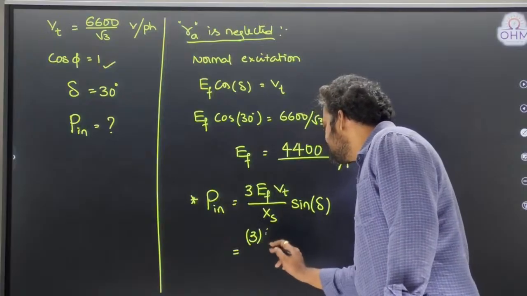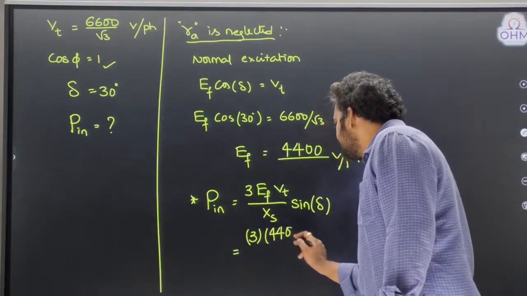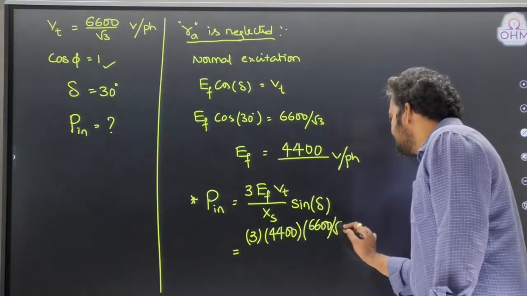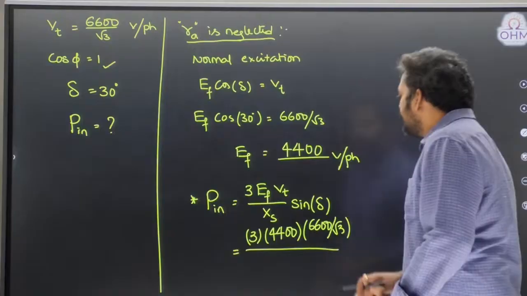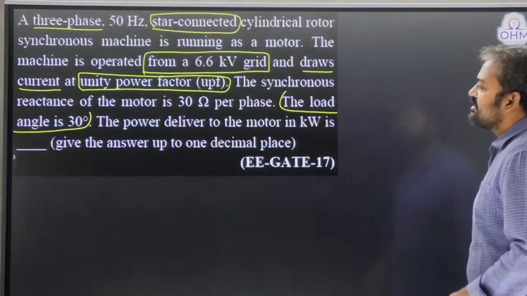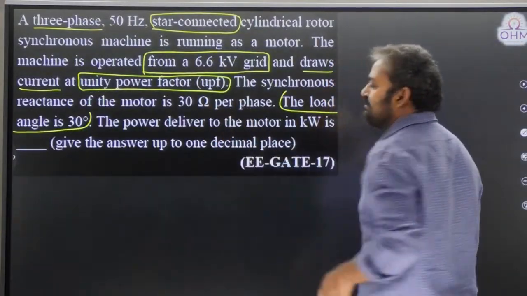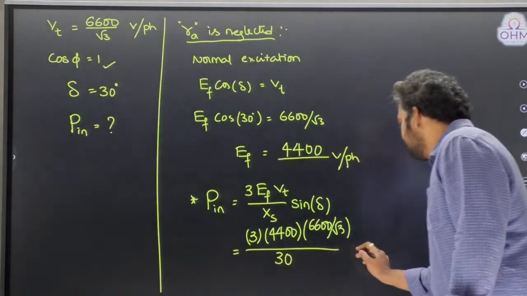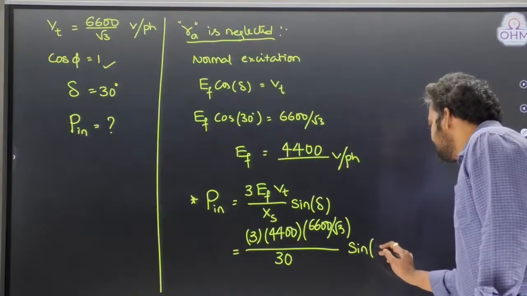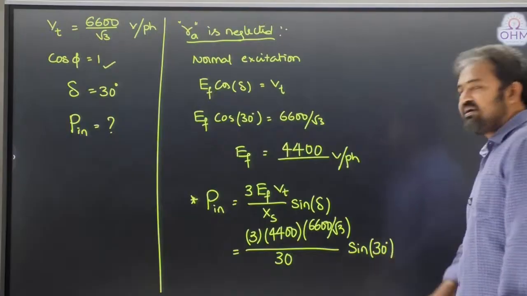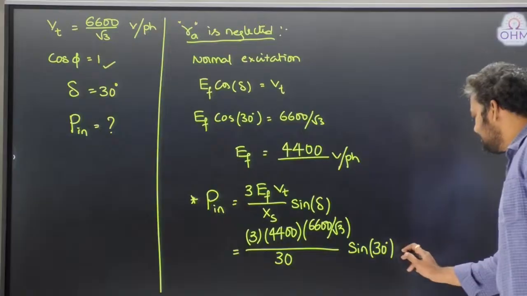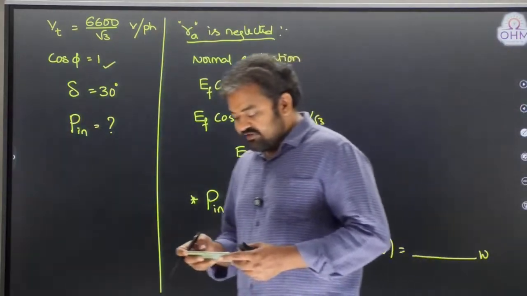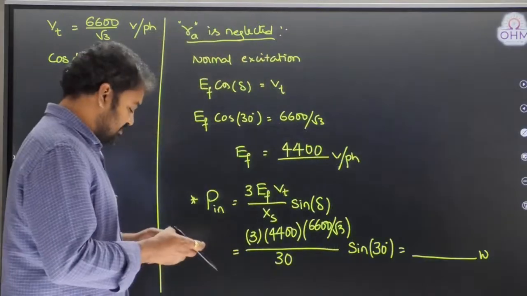3 into what is EF? 4400. What is Vt? 6600 by root 3, divided by the synchronous reactance that was given in the problem. 30 ohm per phase is the synchronous reactance. Just substitute 30 ohm into sine delta, where delta was equal to 30 degrees. If I substitute all the quantities, I will directly get the answer for active power. You will get it in watts, then convert to kilowatts.